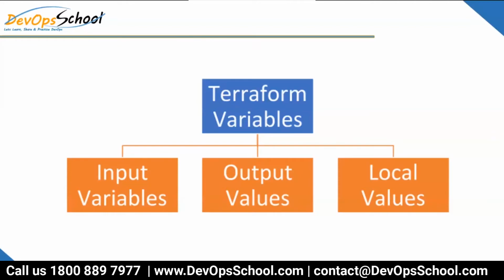No. Okay, no problem. So here, these are the three types of variable you can use: input variables, output variables, and local values. So today I was focusing on the input variable, the one which I'm talking about. Now you got the context, right?